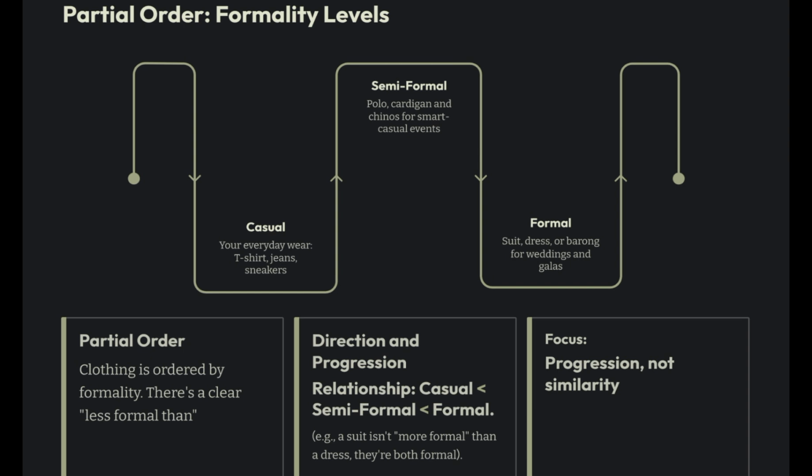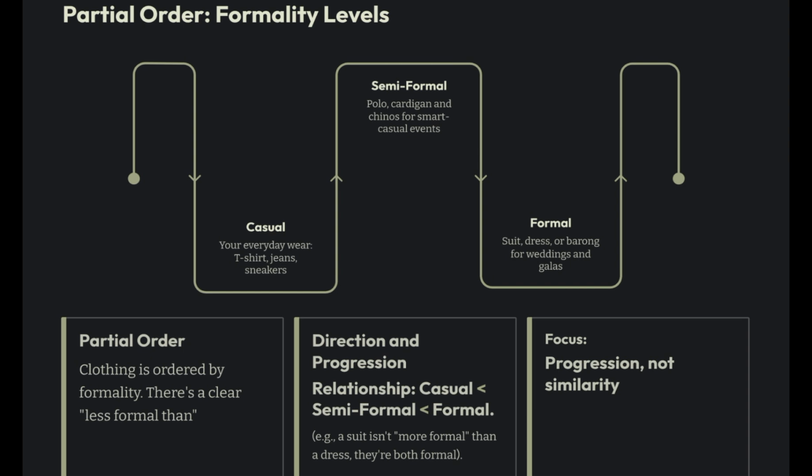Now instead of grouping by color, we organize clothing by formality level. Like the casual outfit comes first, then semi-formal, then formal. This is a partial order because items follow a progression. We're comparing which clothes are more formal, not whether they are alike. Some items might not compare, like sportswear versus office wear, and that's normal in a partial order. Here, the key idea is that we arrange items by a clear ranking, not by similarity: direction and progression.